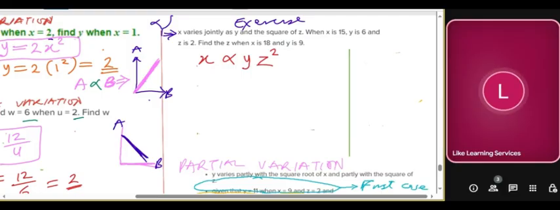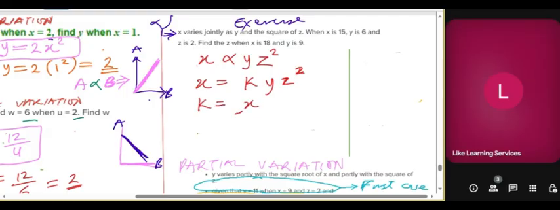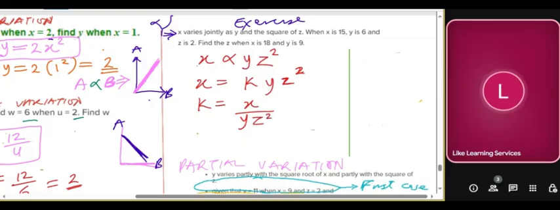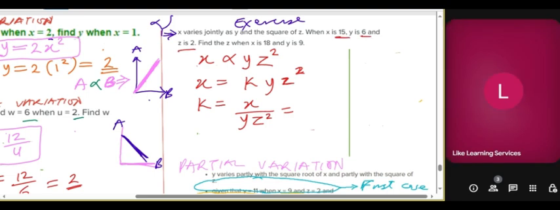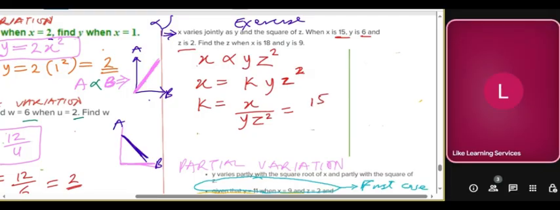Okay, let's just introduce k. So x is equal to k y z squared. Find k rather. k is equal to x over y z squared. You know what I'm doing? Just make a sort of formula. Let's substitute the values given into the question. When x is 15, y is 6, and z is 2, so 2 squared is 4.